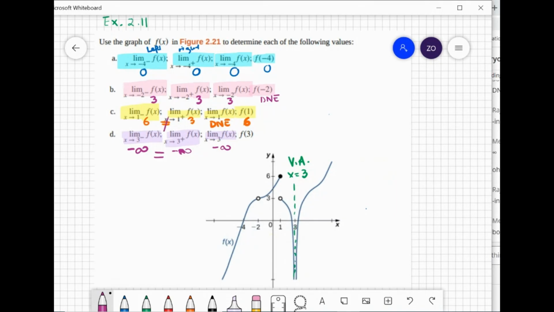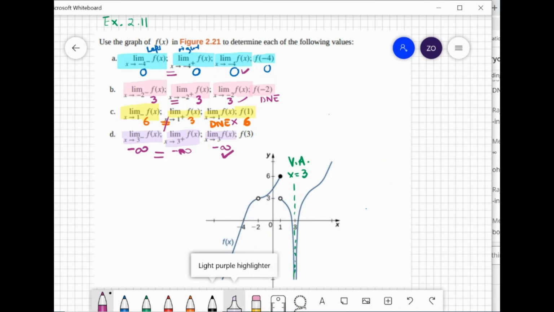In the previous case, these were not equal. So these are equal, these are equal. Whenever the left and right limits are equal, the limit exists. Here they are not equal, the limit doesn't exist. So here we can still say that the limit exists and is equal to -infinity.